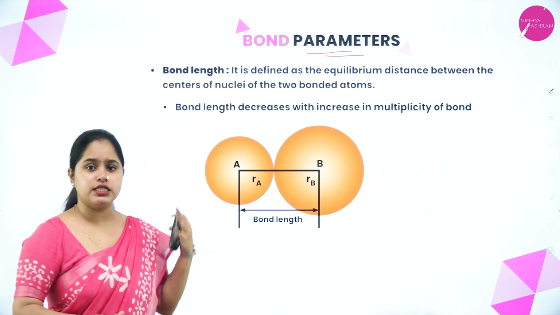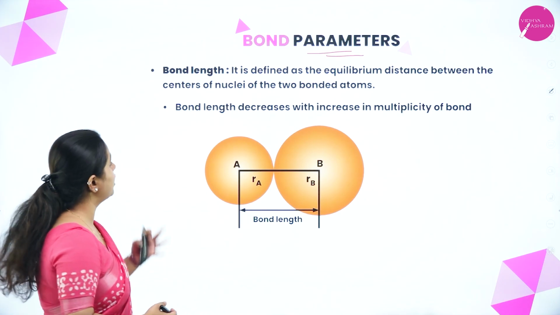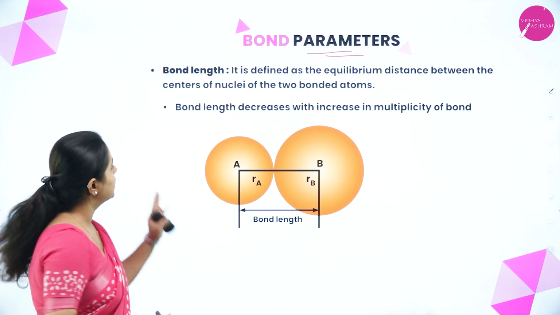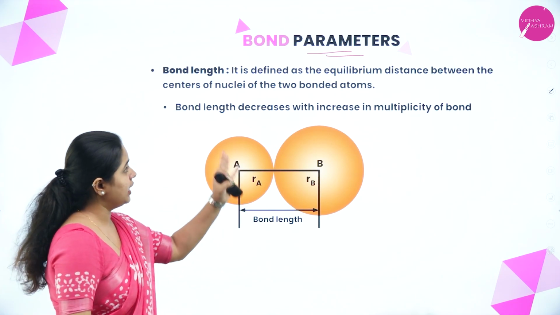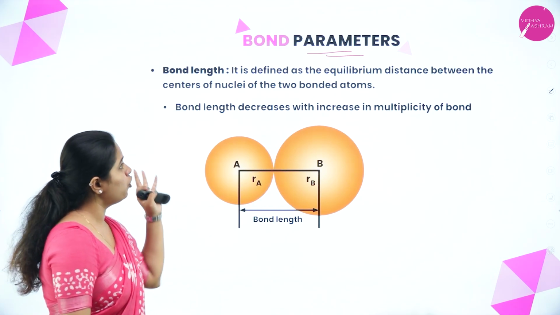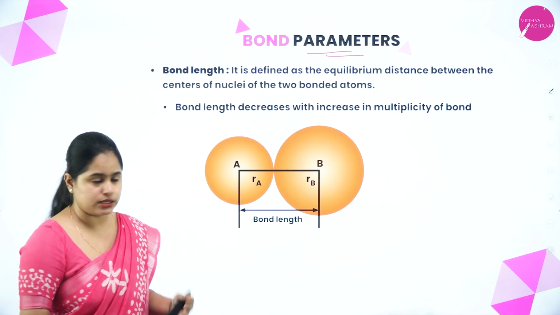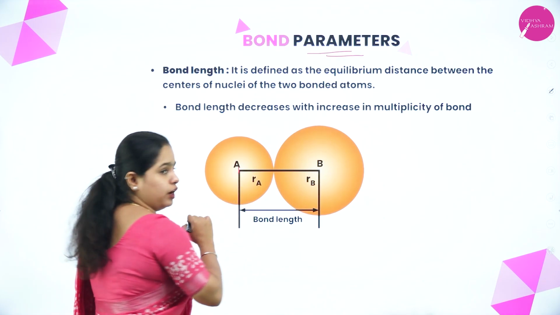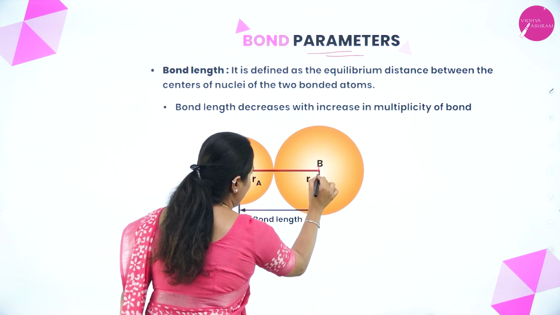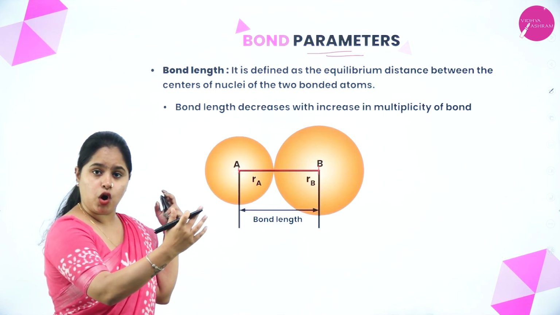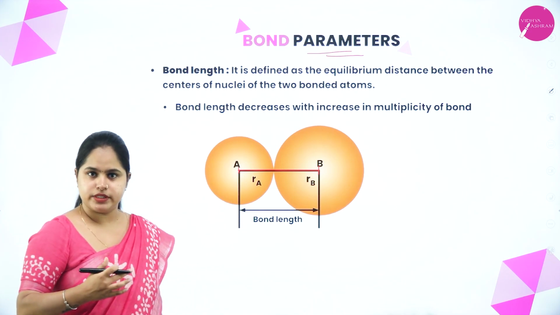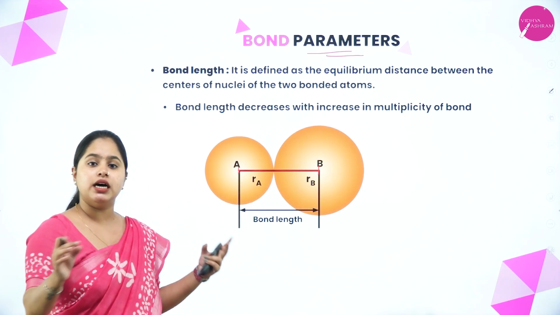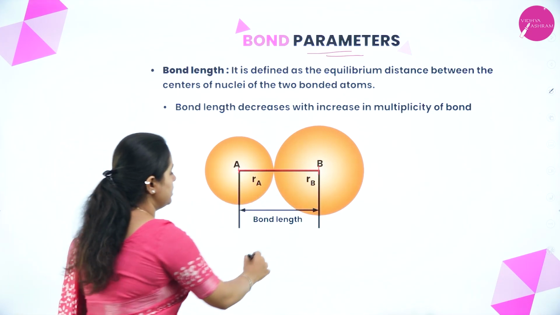So, the first bond parameter is called bond length. From the name itself, you can say it is the length of the bond. Let us see the definition. It is defined as the equilibrium distance between the centers of the nuclei of the two bonded atoms. From the nucleus of the first atom A to the nucleus of the second atom B, the equilibrium distance between them is called bond length.